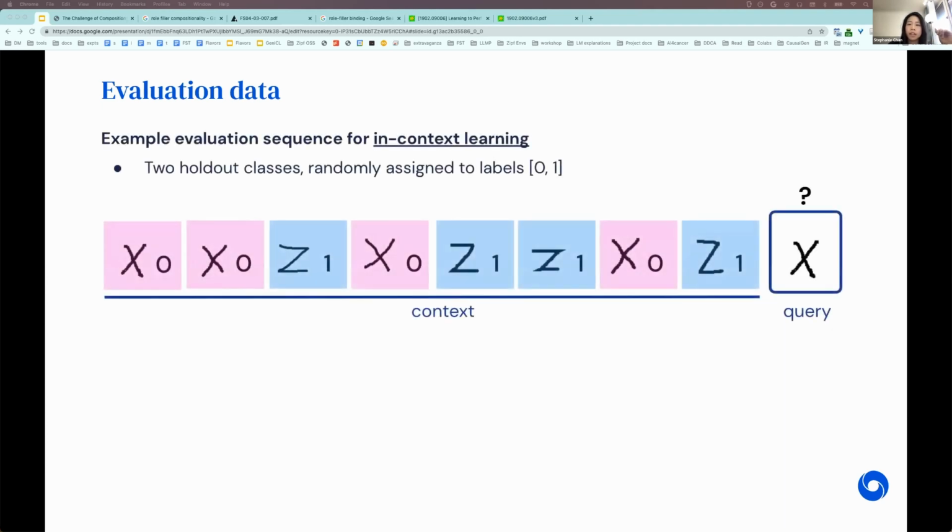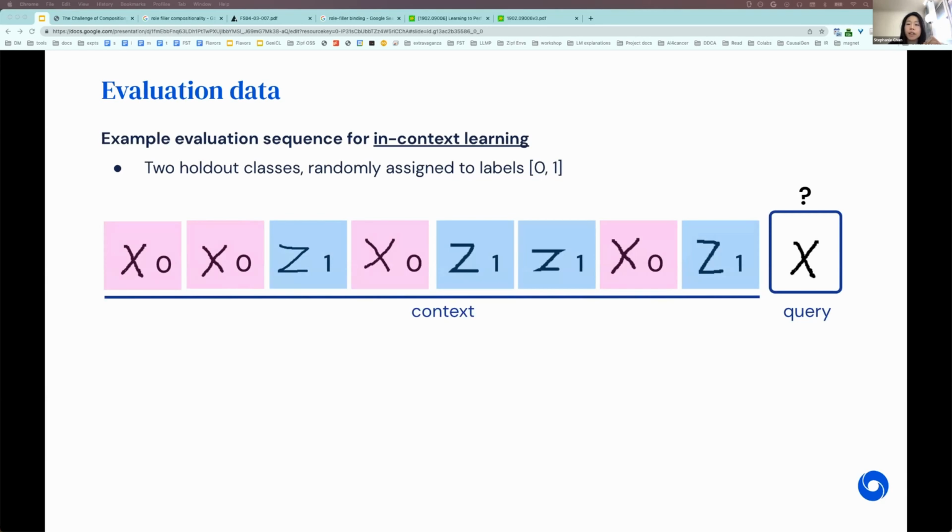Given that there are these two strategies to solve the training task, we can evaluate a trained model's ability to perform one kind of learning or the other. So the first kind of evaluation is for in-context learning, where we provide classic few-shot sequences. And here the two classes are randomly assigned to labels 0 or 1. And here, these are holdout classes. So these classes have never been seen in training.